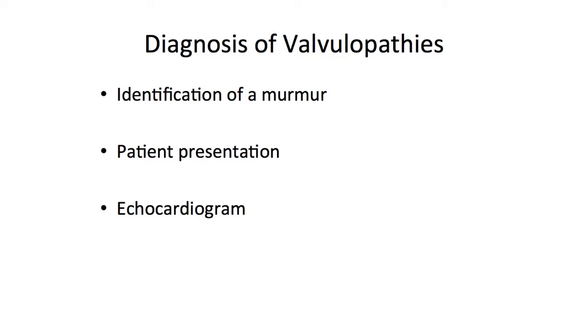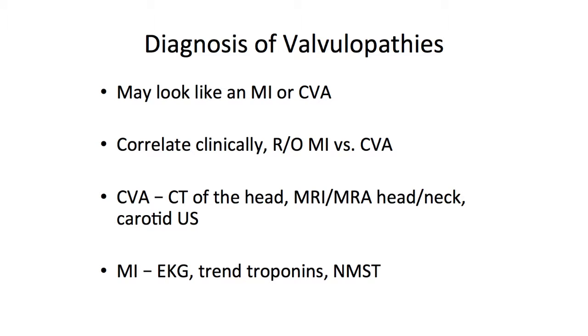Now let's discuss the diagnosis of valvulopathies. The diagnosis involves identification of a murmur, patient presentation, and an echocardiogram. Often a valvulopathy may look like a myocardial infarction or a cerebrovascular accident. So in addition to the echocardiogram, clinicians will often order tests to rule out a myocardial infarction or a cerebrovascular accident.